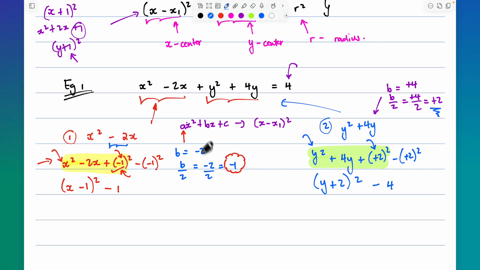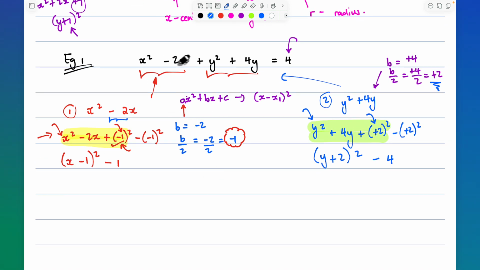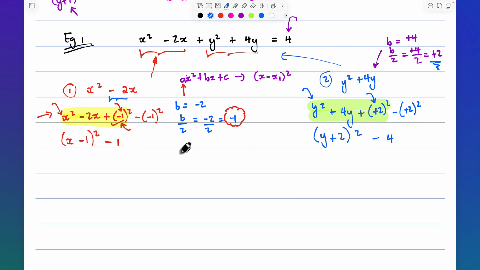Okay, so let's get back to our initial problem. Our initial problem was x squared minus 2x, but we know that instead of having x squared minus 2x, we can actually write it as this. So we're going to replace x squared minus 2x with x minus 1 all squared minus 1. Then we still have plus y squared plus 4y. But instead of having y squared plus 4y, remember we can also write it as this. So we can write it as y plus 2 squared minus 4.